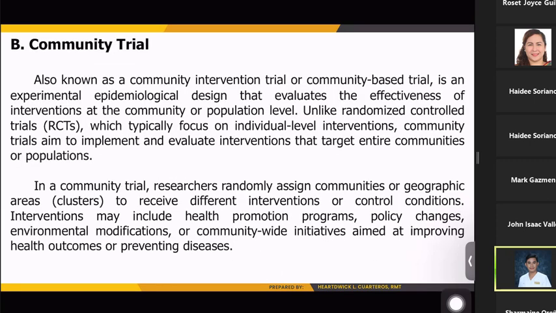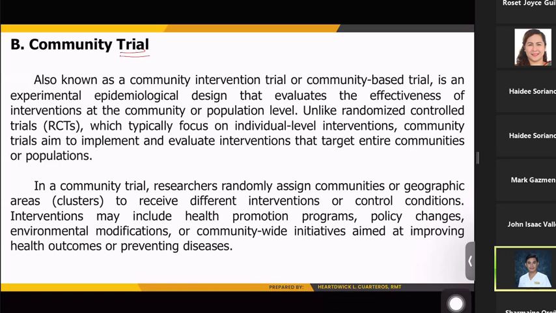Next, we have here your last, okay? Your last is your community trial. Ay, trend yung nilagay ko. I'm so sorry. This is trial po, hindi po trend. Sorry po, ma'am, sir. So your community trial now is also known as the community intervention trial, or a community-based trial.